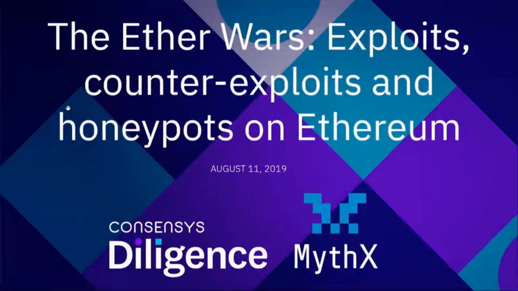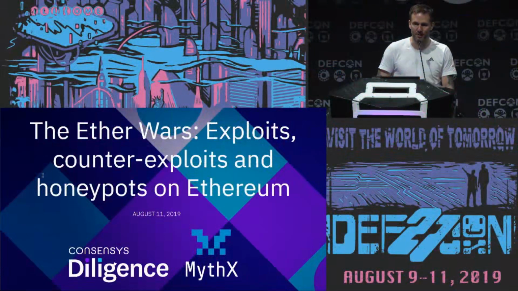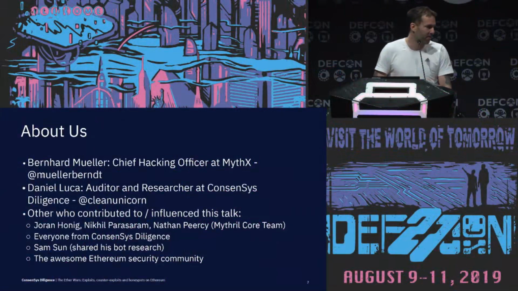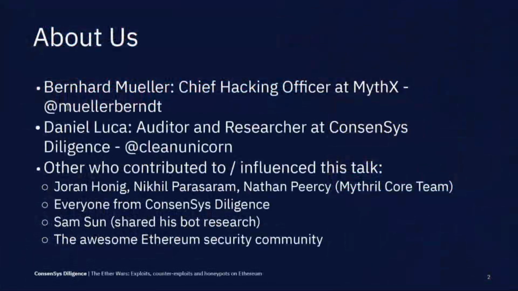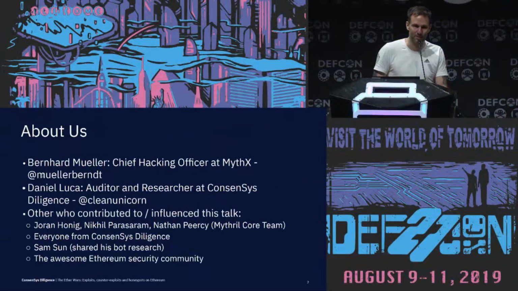Full screen. So we are going to talk about automated exploitations of smart contracts on the Ethereum blockchain. We are both from Consensus. I'm Chief Hacking Officer, or whatever that means, at MythX, and Daniel is an auditor and researcher at Consensus Diligence, who do security audits for smart contracts. So normally we help developers to create more secure smart contracts, but we also do some offensive research because we want to stay on top of our game.